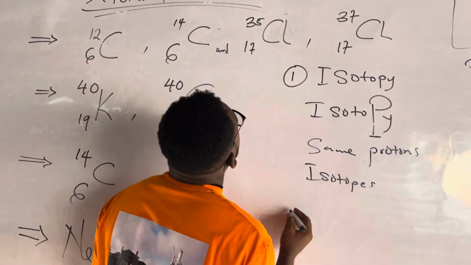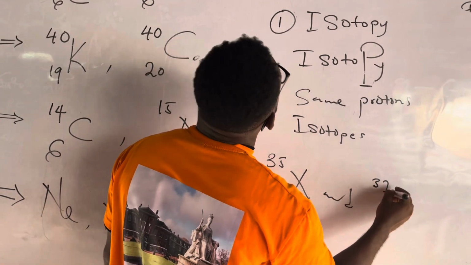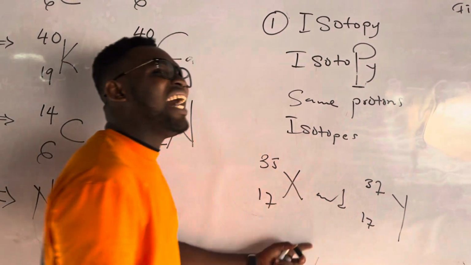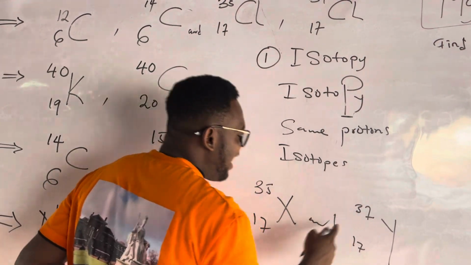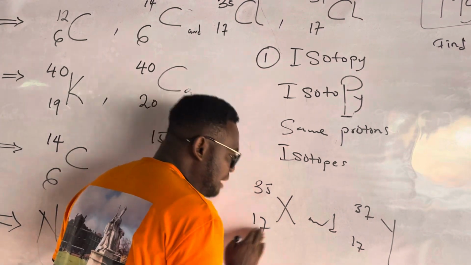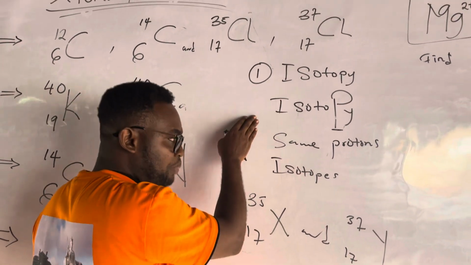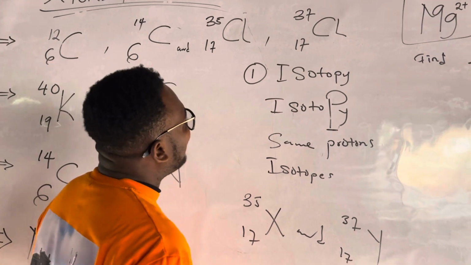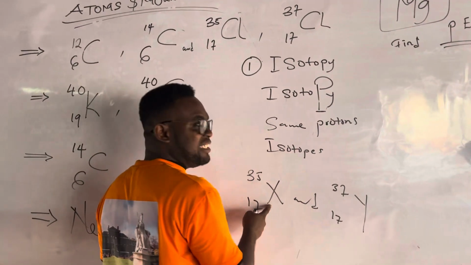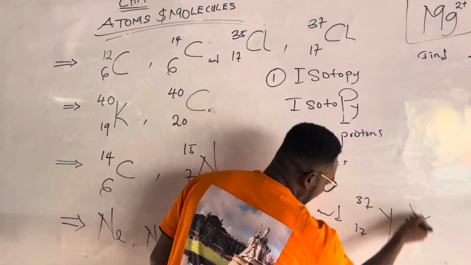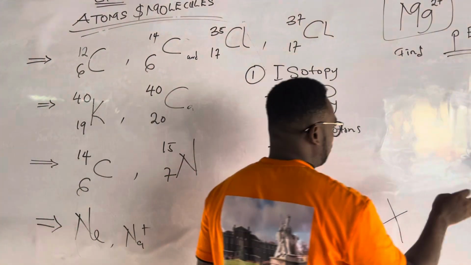Let's assume I have 35/17 X and 37/17 Y as isotopes. These two are not isotopes. Why? Even though they have different mass numbers and the same atomic number. They have the same atomic number, yes. Different mass number, yes, which meets the demand of isotopy. But remember in the definition I said isotopy must be made of the same element. Of course, the elements are not the same. This is element X, while this is element Y. Therefore, these two are not isotopes.